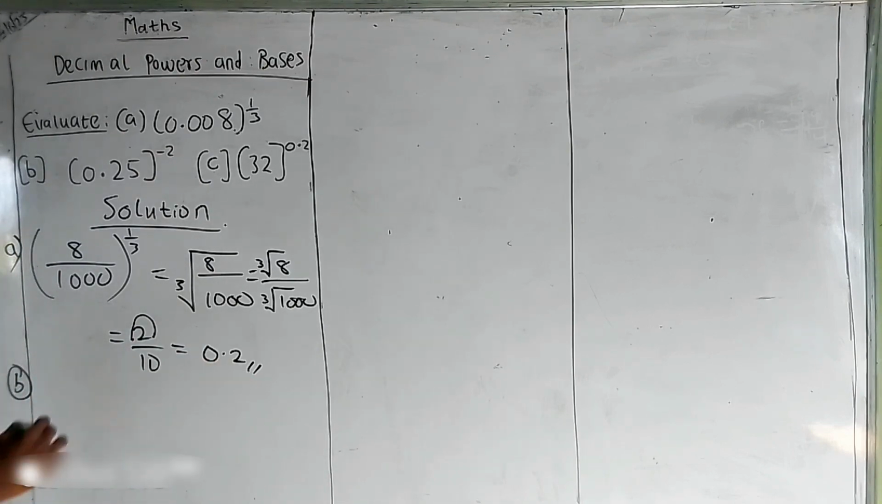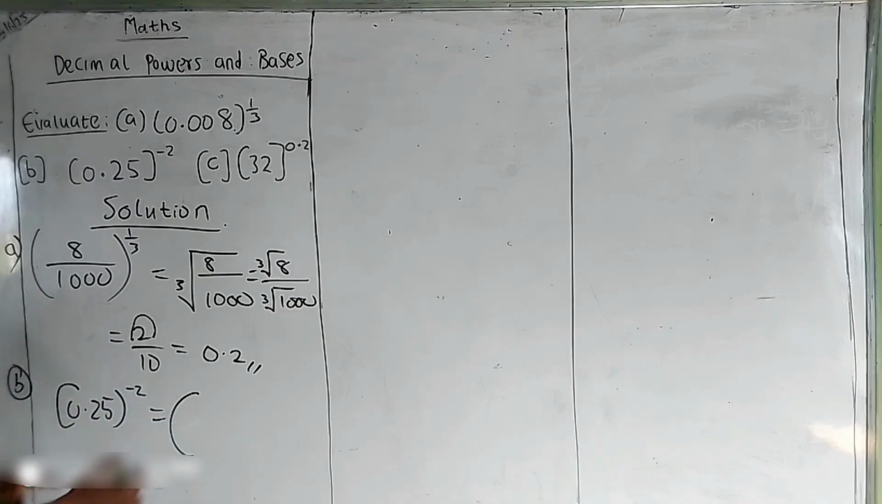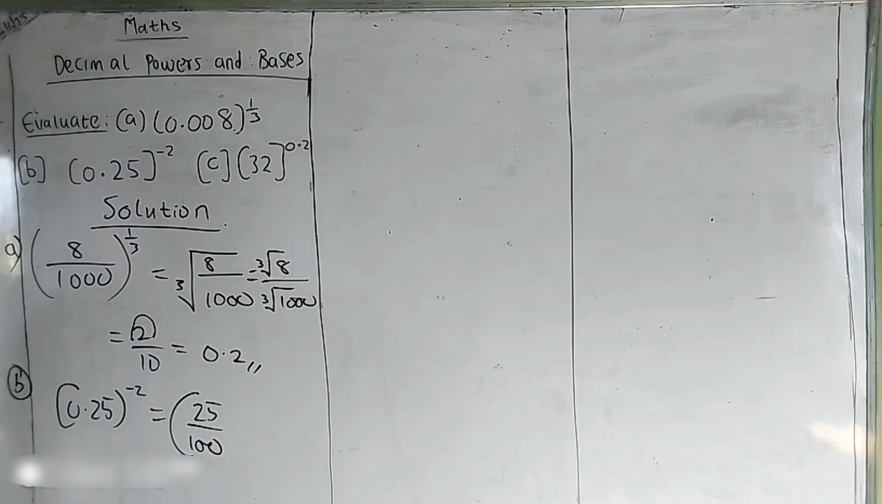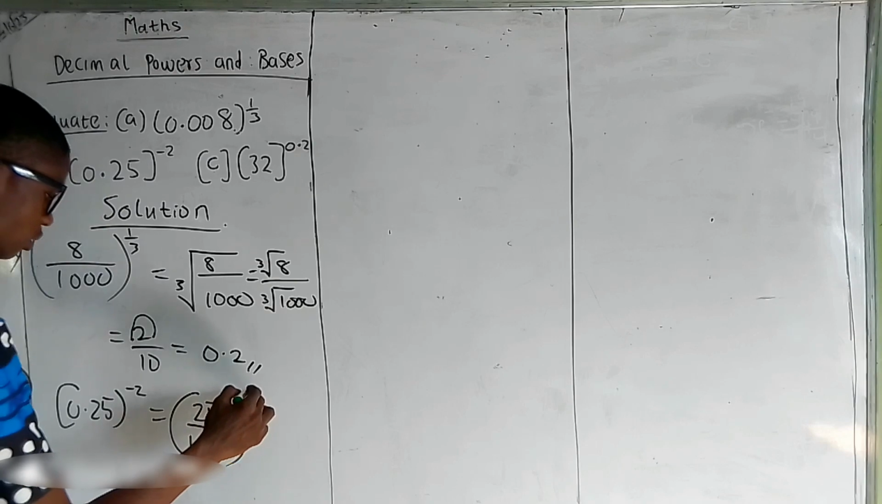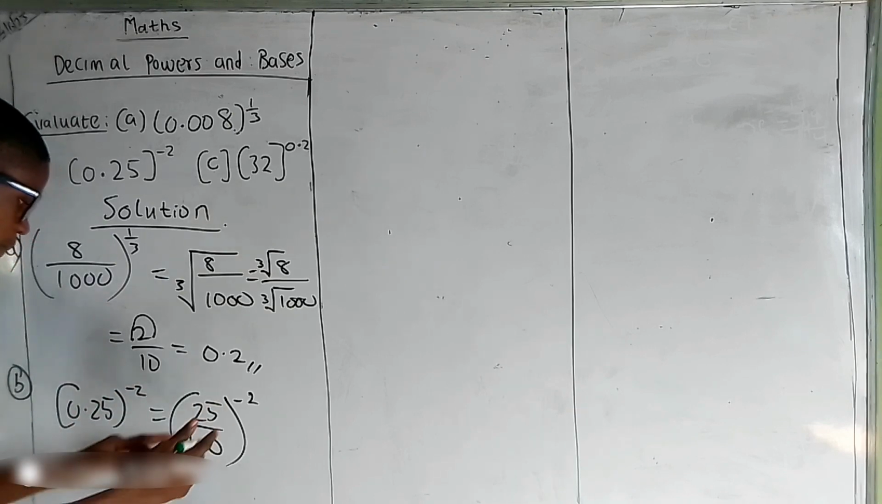How do we solve this b? We have 0.25 raised to the power of minus 2, which is an inverse. A minus power means the inverse. But first we convert it to a fraction. We have 25 all over 100, then raised to the power minus 2. So this one is very easy. Now what do we do here?